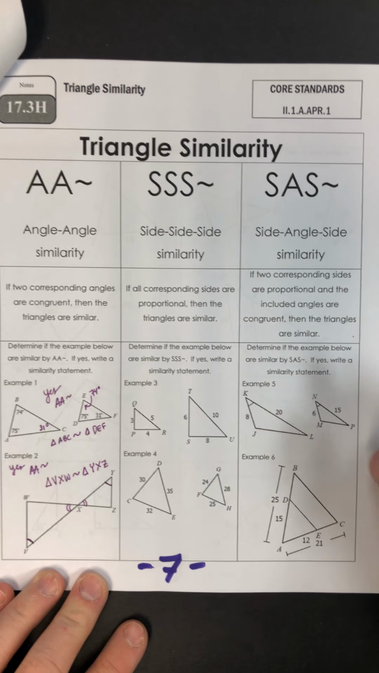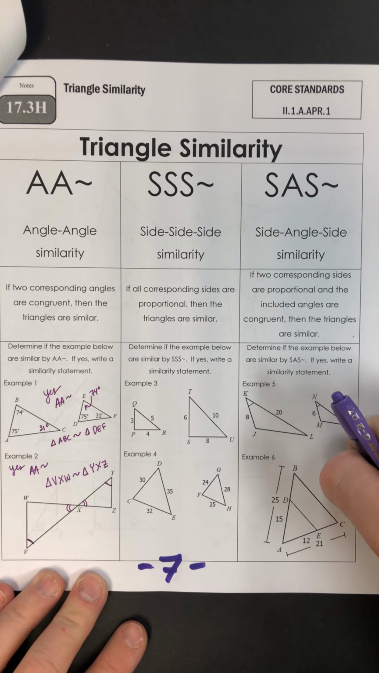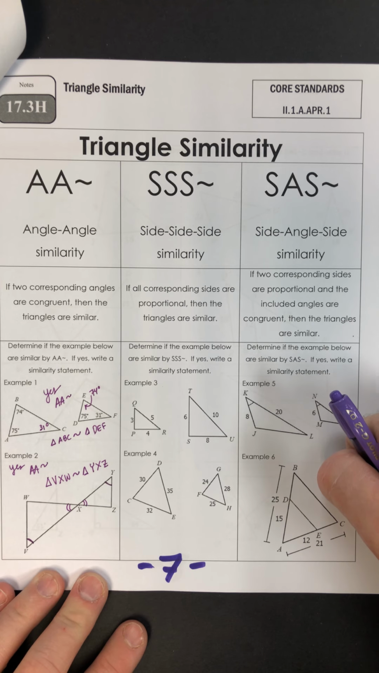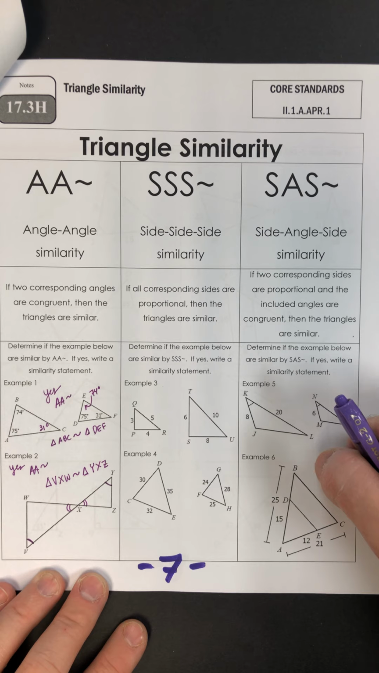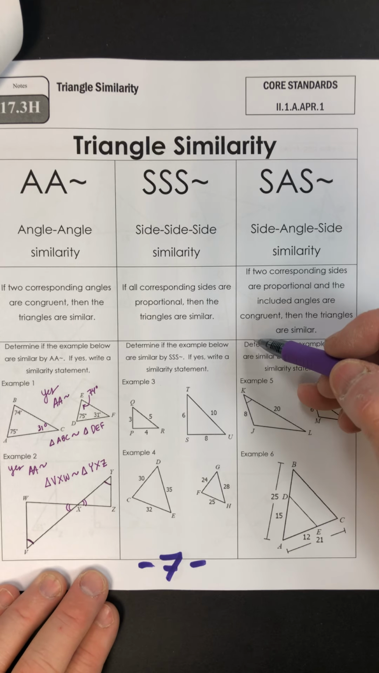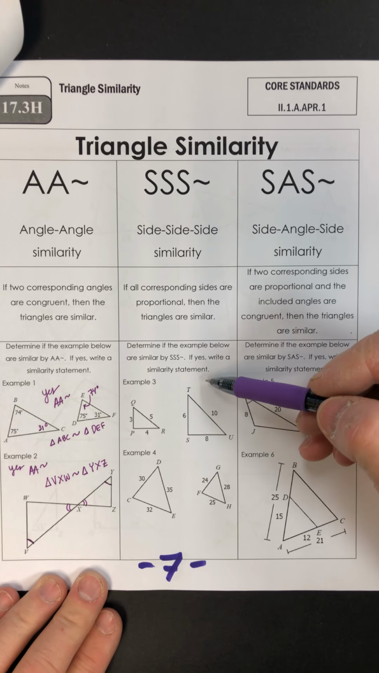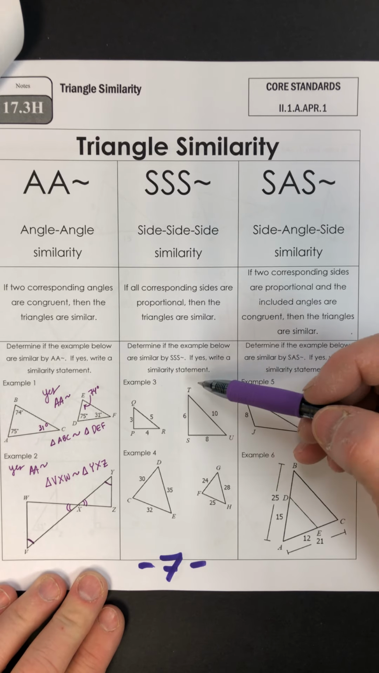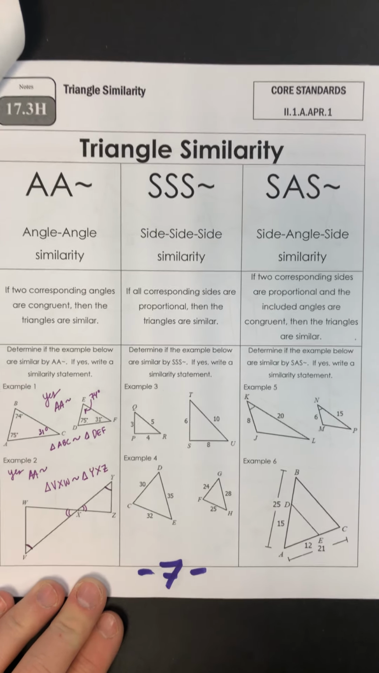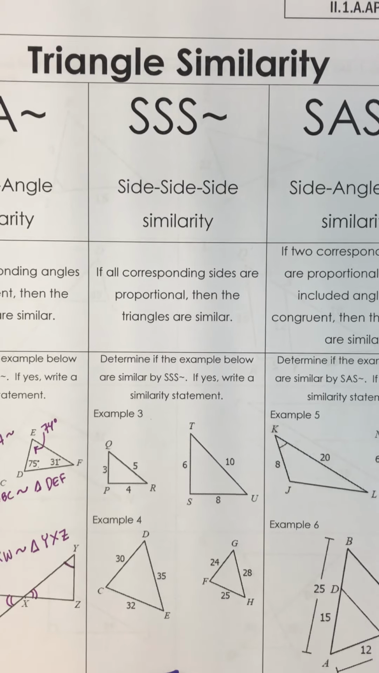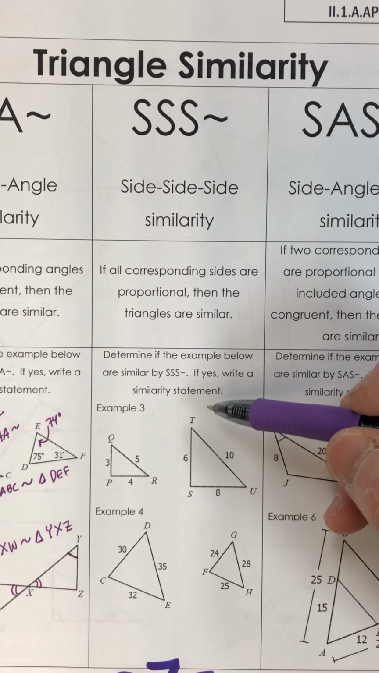So before you can say the triangles are similar, you first have to show that all the sides set up as fractions with the sides of the other triangle, and that those fractions are all the same. They all reduce to the same amount. All right, so you'll see what I mean down here. Example 3.